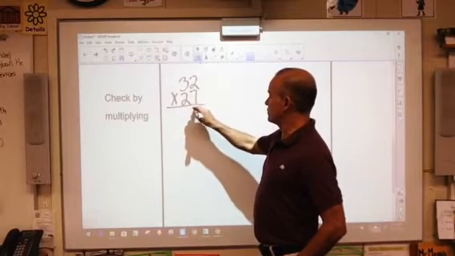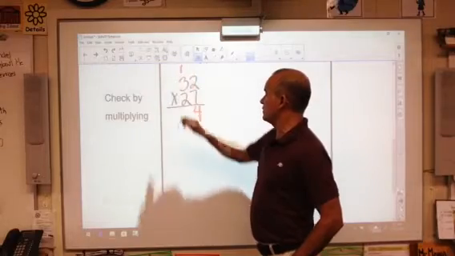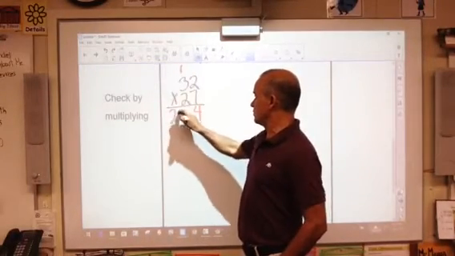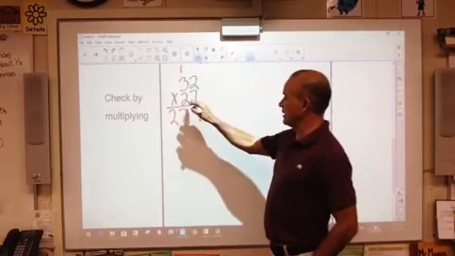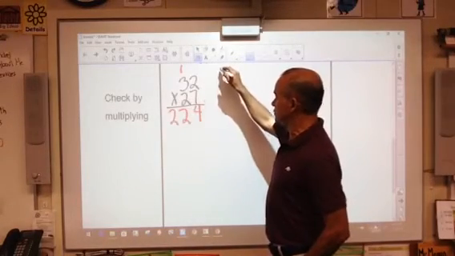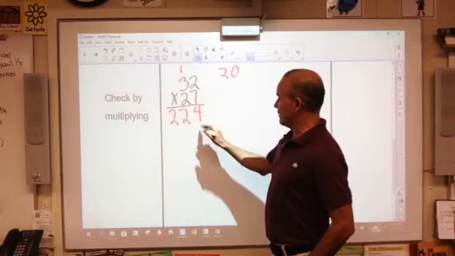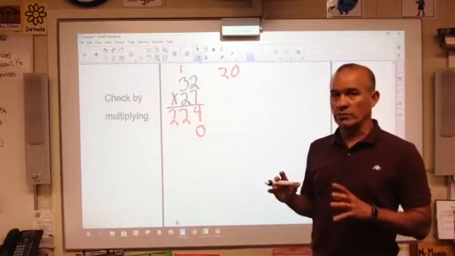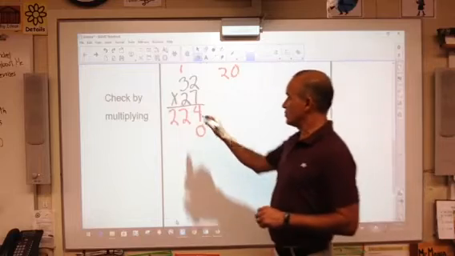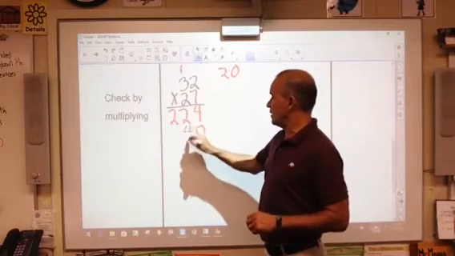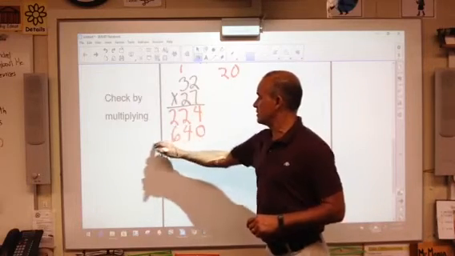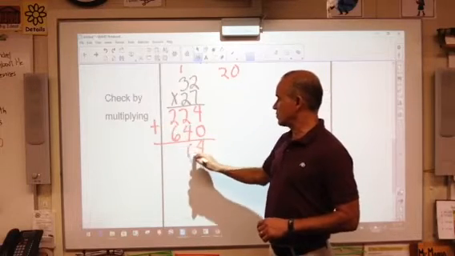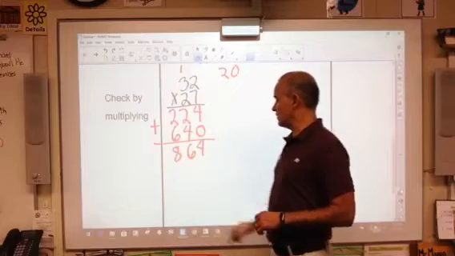7 times 2 equals 14. We carry 1 over. 7 times 3 equals 21. Plus 1 equals 22. Now we're going to multiply 2 tenths. And remember, 2 tenths is written as 20. So we have to write the 0, which means that we multiply the whole number by 10. Now, 2 times 2 equals 4, and 2 times 3 equals 6. When we total that, it's going to give us a total of 864.